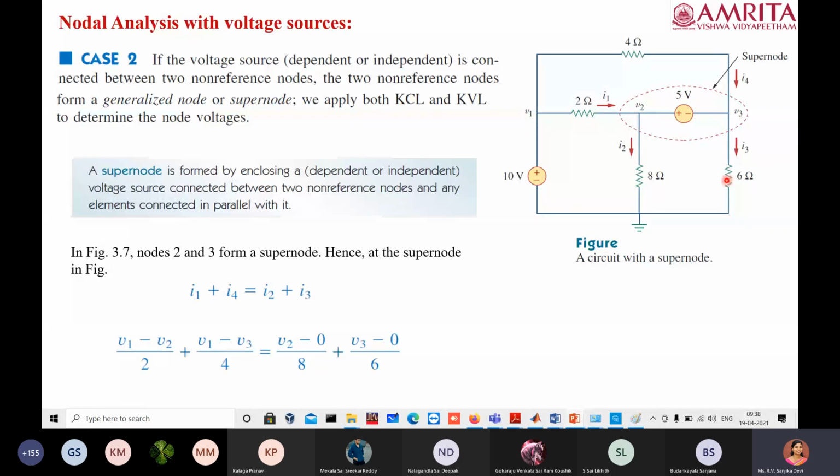With this, we will get one equation, but this single equation will not be sufficient for us to solve all three nodal voltages.